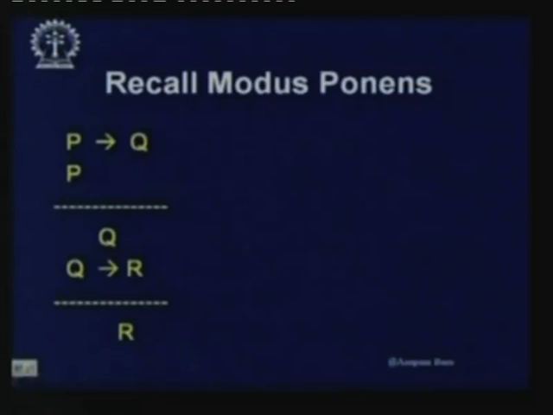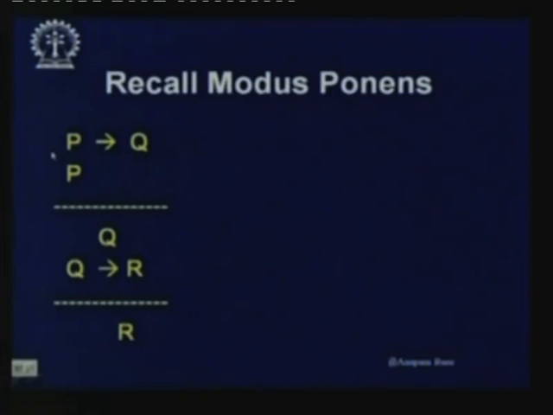Let's see. Here you see, P implies Q and P. So, P implies Q is an implication and P is a fact that is given. So, given these two, using modus ponens, what can we infer? We infer Q. That means, if P is true, then Q is true. And since P is true, we infer Q is true. Now, suppose there is another rule, Q implies R. That means, if Q is true, then R is true. Now, here from these two, we have inferred Q. And again, from these two, we can infer R.